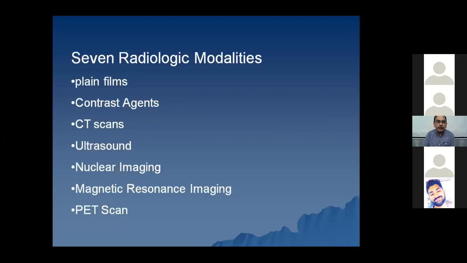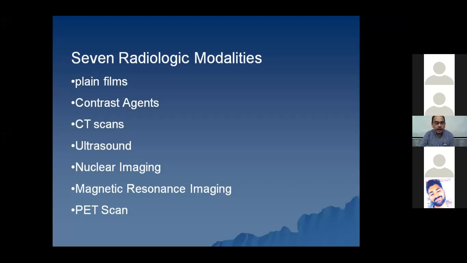These are the 7 radiologic modalities that you usually come across. The most common are the plain films, the X-ray films, then there are the contrast agents. We will discuss the contrast agents in a little bit of detail. These are the different radio-opaque materials which are administered to the patient either intravenously or intraluminally to see the organs which are not visible on the plain films.